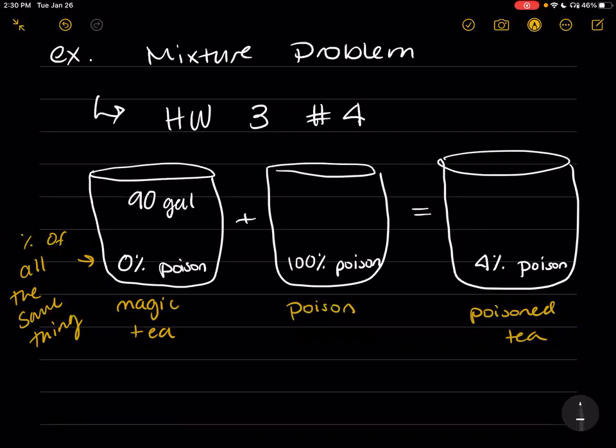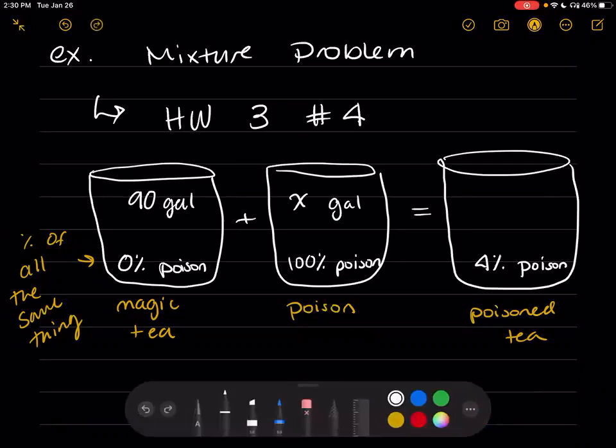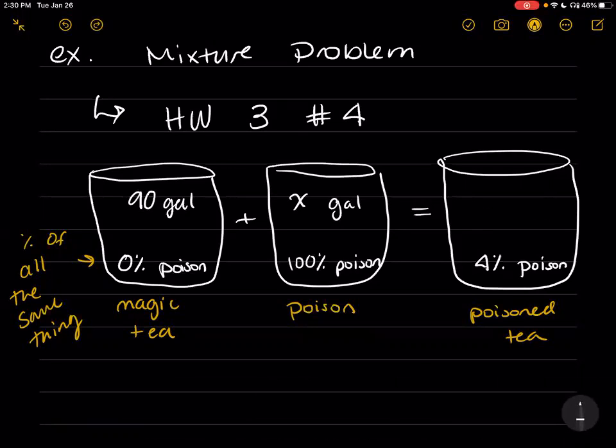Now, we don't know how much poison we need to add. That's what we're trying to find. So I'm going to put X gallons for the amount of poison. And then for the final volume over here, all we need to do is add 90 plus X, 90 plus X gallons.